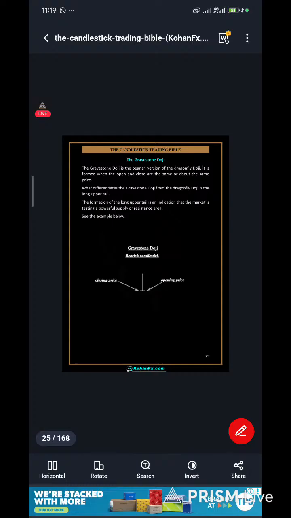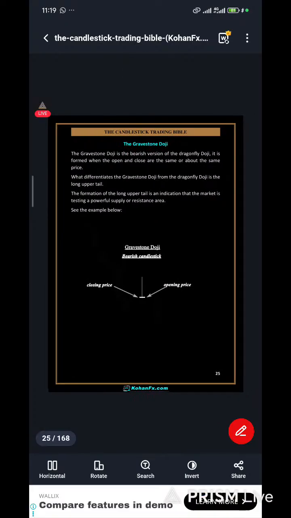So this is it, fam. The Gravestone Doji is the bearish version of the Dragonfly Doji. It is formed when the open and close are at the same or about the same price. What differentiates the Gravestone Doji from the Dragonfly Doji is the long upper tail.